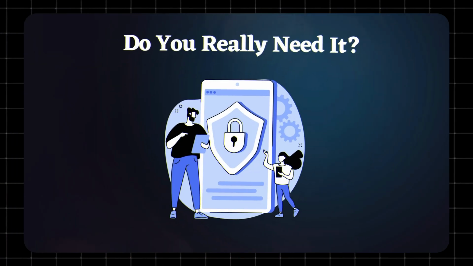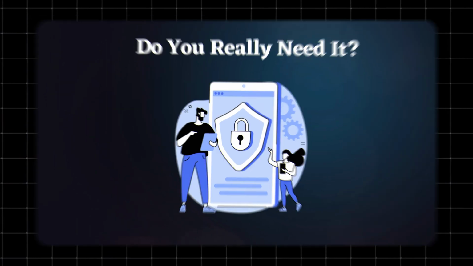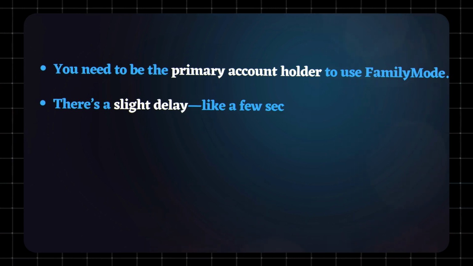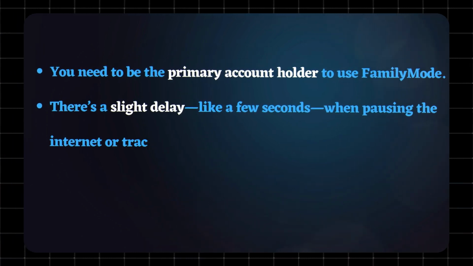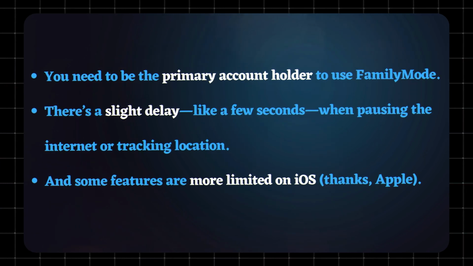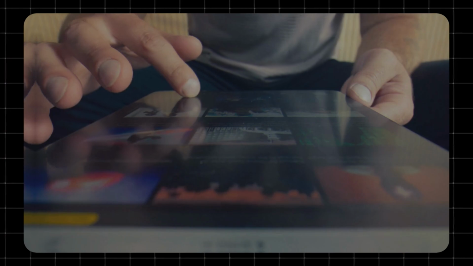Is there a catch? Not really, but here's the fine print. You need to be the primary account holder to use FamilyMode. There's a slight delay, like a few seconds, when pausing the internet or tracking location, and some features are more limited on iOS. Thanks, Apple. But for most families, it works exactly as promised.